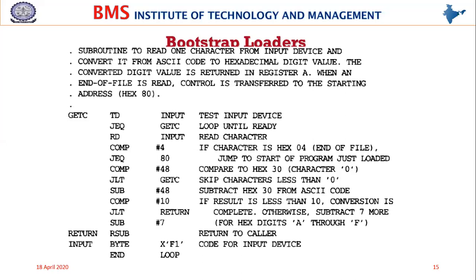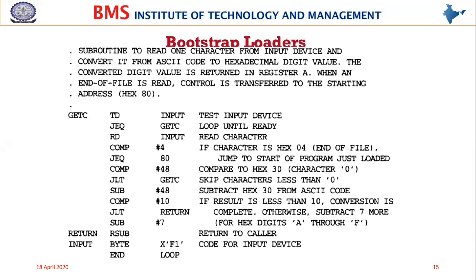If it is not less than, then again we are subtracting another sum, so as to get the values from A to F. It means it is not less than 10, it is equal to 10 or greater than 10. Then that character is either an A or B and so on till F. So for that reason we are subtracting 7, and we return from the subroutine. We are going to return that particular value to the main program.